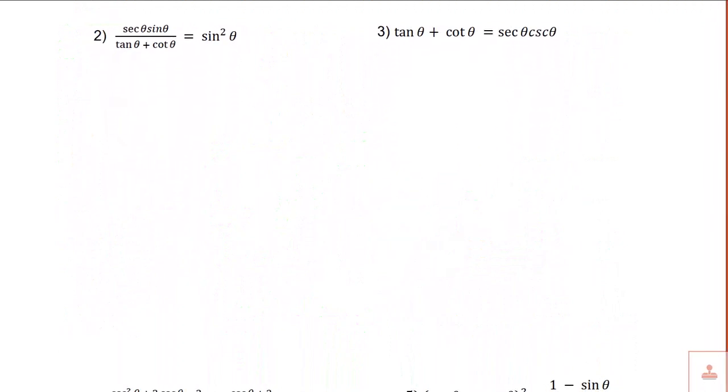So here I have secant theta, sine theta being multiplied over a fraction where tangent theta is being added to cotangent theta. It's very clear that the left side is more complicated than the right, so that's where I'm going to focus my attention. Now that I've decided on which side to focus on, I ask myself, is there any algebra I can do here? Not really. No factoring, no common denominators, no conjugates, so I'm just going to jump right into the third step, which is turning everything in terms of sine and cosine.